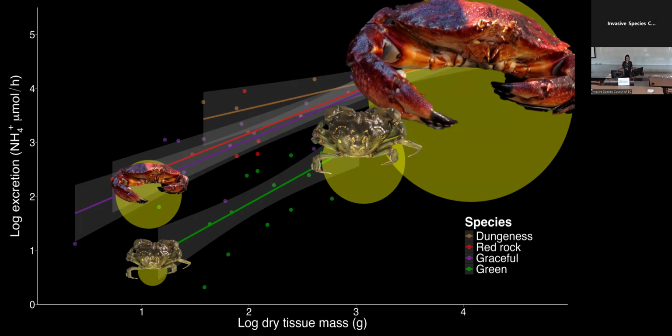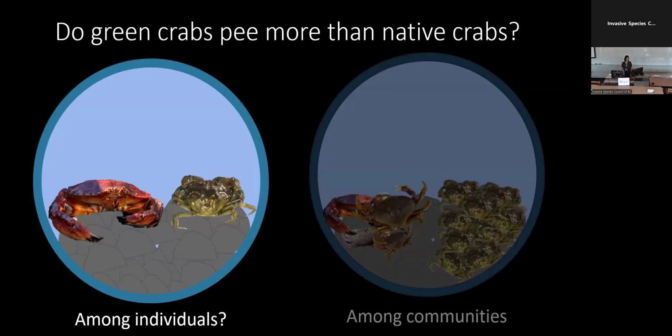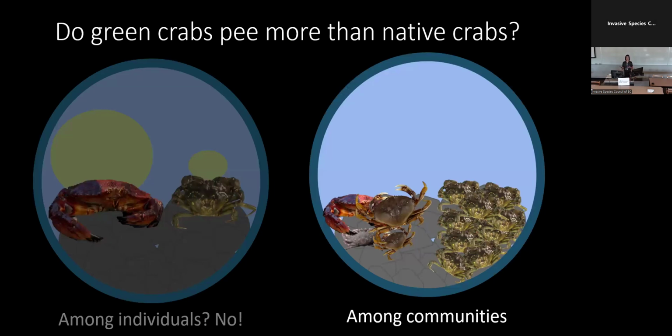So to answer the question, are green crabs peeing more than native species? No, they are peeing less per gram, and they're also peeing less per crab. But it still remains to be seen whether that might scale up to a different answer at our community scale.